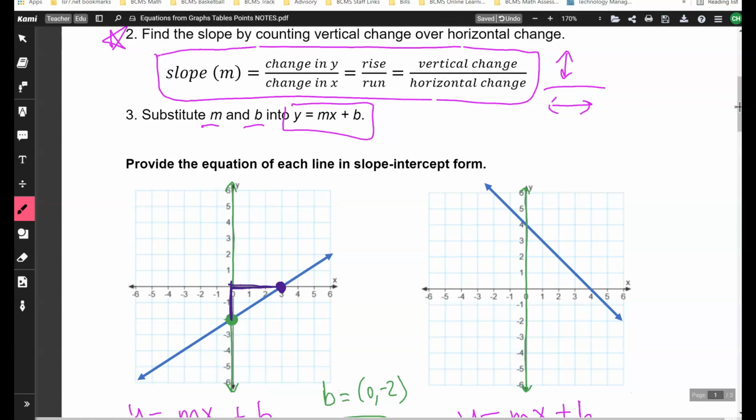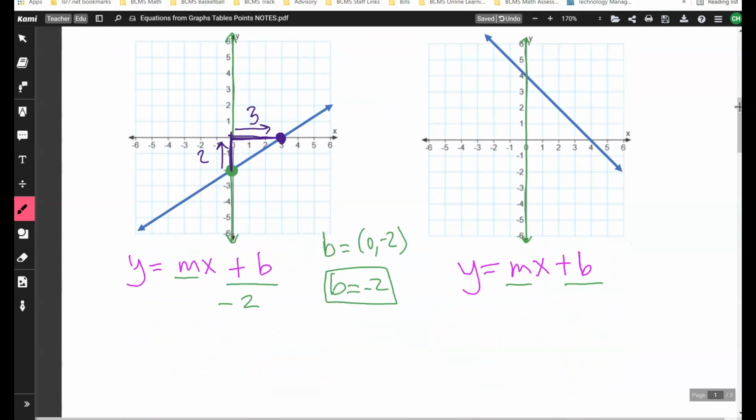So I'm going to count up how many spaces, which is up 2, and then to the right 1, 2, 3. Okay, 2/3 would be my slope. That's my m value, 2/3. So I'm going to write that down here. So my equation for this, right, any y value on this graph is going to be equal to 2/3 times that x value minus 2.